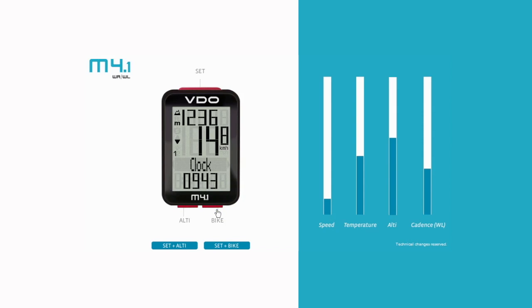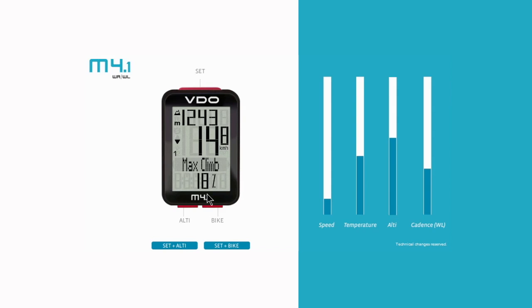Via the Alti button, you access the altitude information: percentage gradient, altitude gain, maximum trip altitude, average gradient uphill, maximum gradient uphill, altitude loss, average gradient downhill, maximum gradient downhill. Push the Set button to scroll back through information.